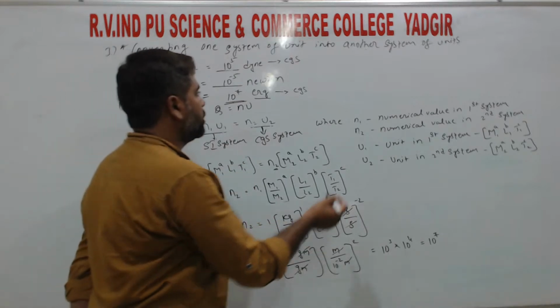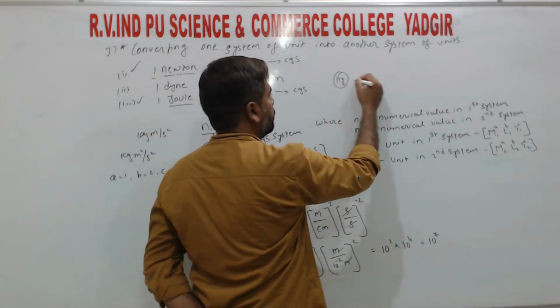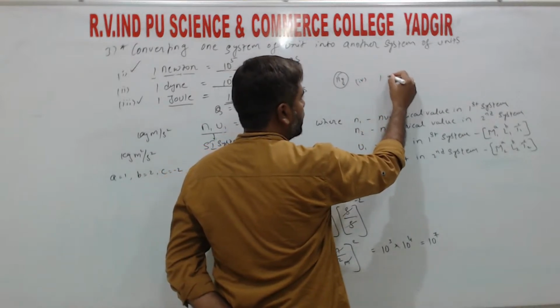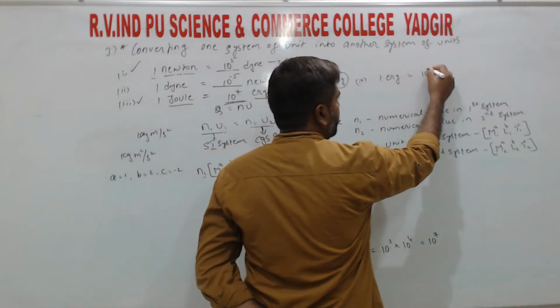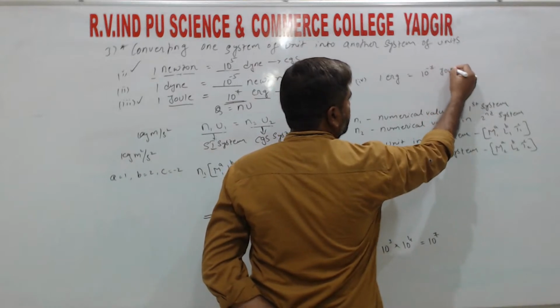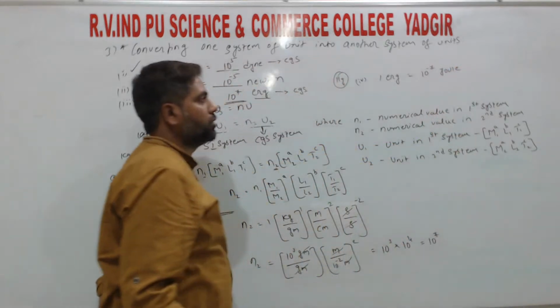So similarly you can try for the fourth one, that is 1 erg is equals to 10 to the power of minus 7 joules, right?